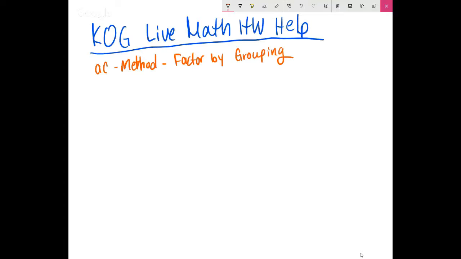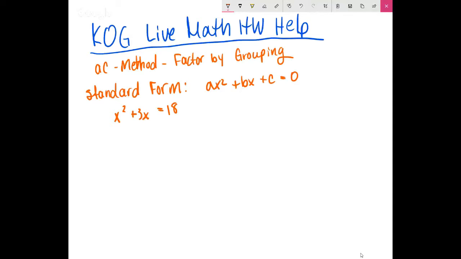Okay, so here's a polynomial in standard form. It is ax squared plus bx plus c equals 0. All right. The a, sometimes you don't see a number there. If you don't see a number, that means the a is 1. So let's do a problem where the a is 1. We got x squared plus 3x equals 18.